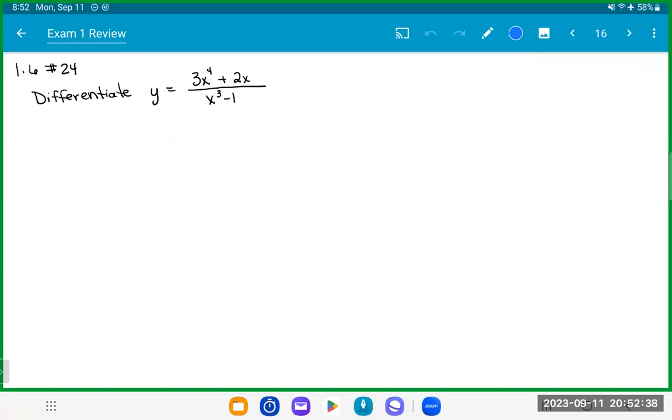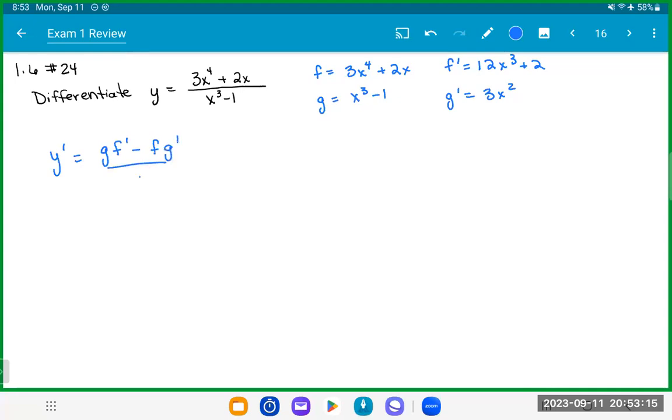Okay? So this next problem is doing the quotient rule, right? So my f function is 3x to the 4 plus 2x, and my g function is x cubed minus 1. So f prime equals 12x cubed plus 2, and g prime equals 3x squared. So my quotient function is g f prime minus f g prime over g squared.